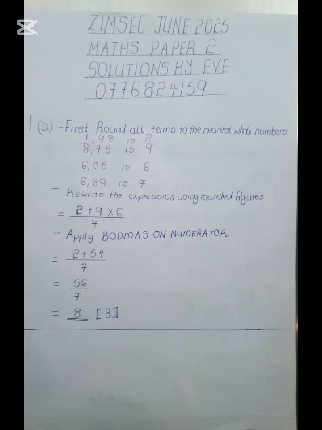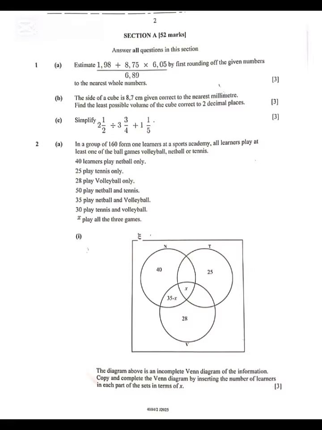9 times 6, 54, plus 2, we get 56. 56 divided by 7, we get 8 as our answer. So that is how you get the 3 marks on number 1A. We can proceed to 1B.